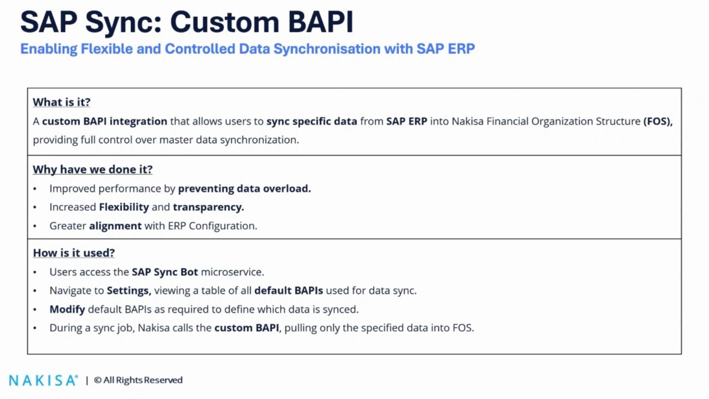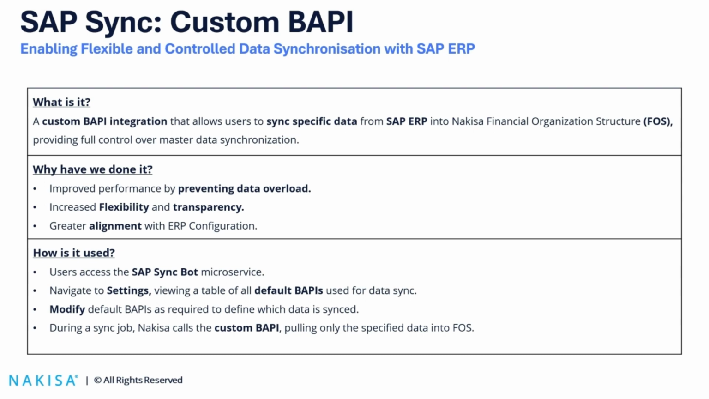Next, we have customized BAPI. BAPIs are business application programming interfaces, which are basically used to interact between two applications. In our case, we have Nakisa as well as your ERP system. We pull information from your SAP into Nakisa FOSS by running the SAP Sync bot. We are pulling the GL account, cost centers, foreign exchange, and vendor IDs. All this is being pulled from your ERP system.